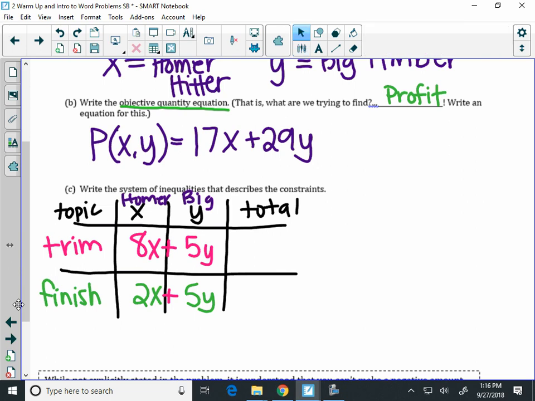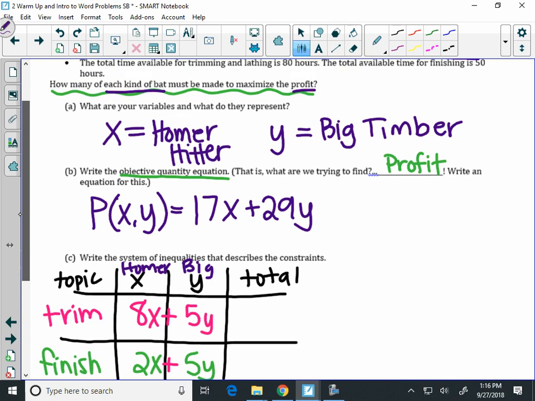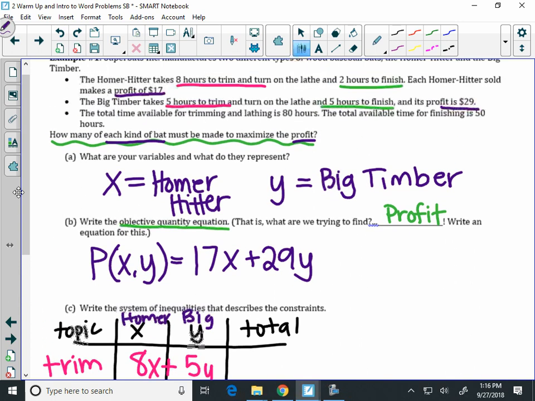So it gives us some information up above about how much total time Superbats has to trim the bats. What does it say? That's your last bullet point. The total time available for trimming is 80. So that's going to go under your trimming total is 80. How much time do you have available for finishing? 50.